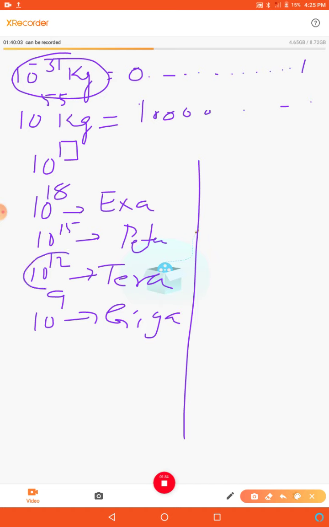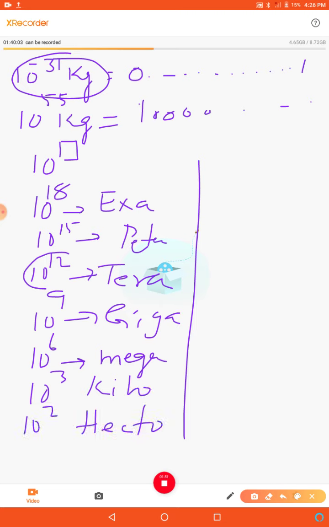In the same way, we have 10 power of 6 for mega. 10 power of 3 for kilo. In the same manner, 10 power of 2 for hecto. In the same manner, 10 power of 1 means deca. So these are the powers of 10.